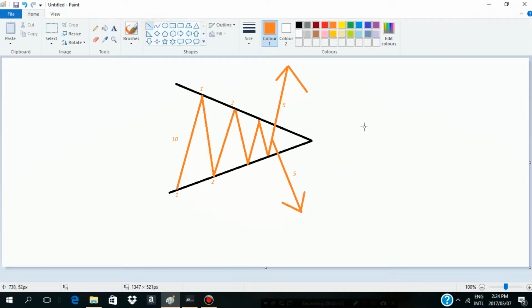Now, there are 3 main types of triangles. This is called an isometric triangle. There's also an ascending triangle, where you have got horizontal resistance and diagonal support. So price is generally being pushed up. Now the rule with an ascending triangle is that it should break out to the top side, but generally what happens is it breaks out either way.